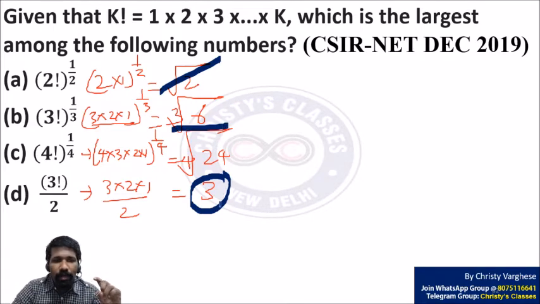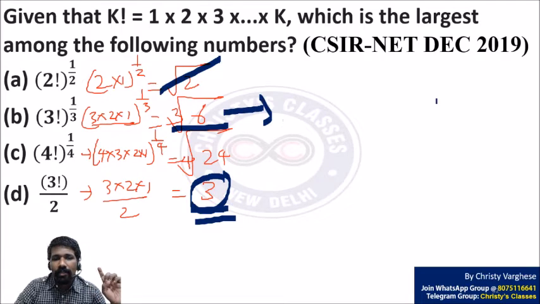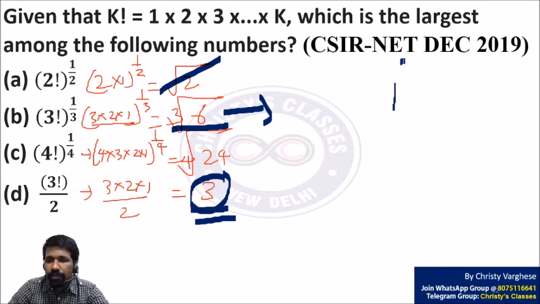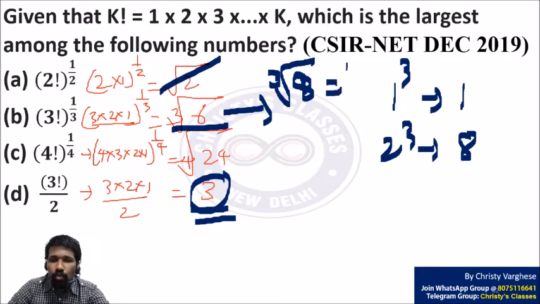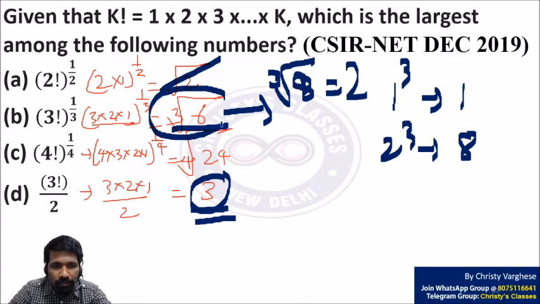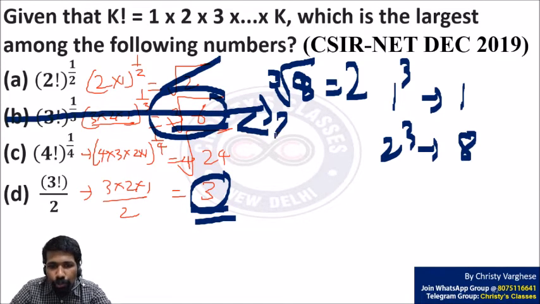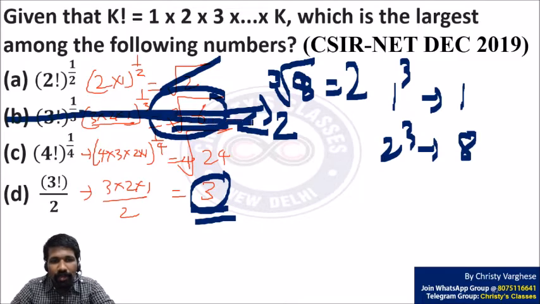Now option B and option D we will try. D is the only value we clearly know, 3. So we are comparing every other value with 3. Cube root of 6. Think about cube root. If cube root is confusing you, think about cubes. 1 cube is 1. 2 cube is 8. 2 cube is 8 means cube root of 8 will be 2, na? Cube root of 8 is 2 means cube root of 6 is going to be less than 2. So option B is going to be less than 2. Option D is 3. That is why we can say option B is not going to be the answer, because we already know a value more than option B, which is option D.